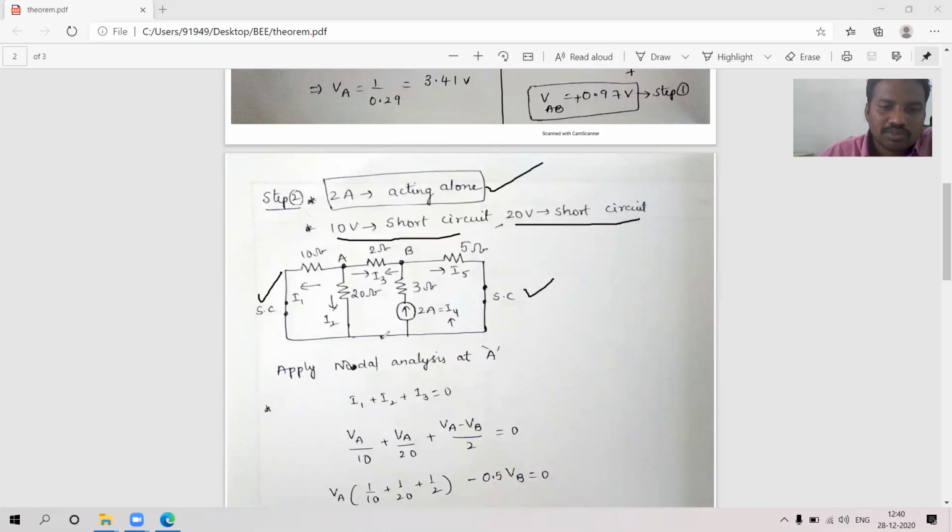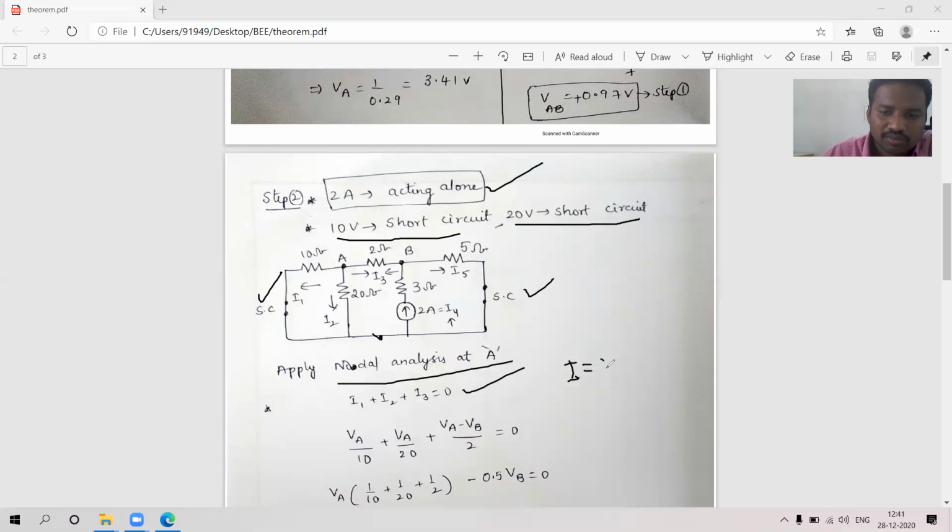After making this, you have to find the nodes. How many nodes will be there? This is node 1, node 2, node 3. 3 nodes are there, which means n minus 1 equations, that is 3 minus 1 is 2 nodal equations I am going to get. This is nodal equation 1 and nodal equation 2 will be at B. So apply the nodal equation at node A. Let us consider the currents I1, I2 and I3, because there are no current sources at node 1, so all currents will be leaving, that is I1 plus I2 plus I3 is equal to 0.